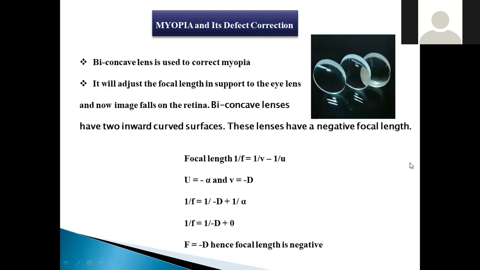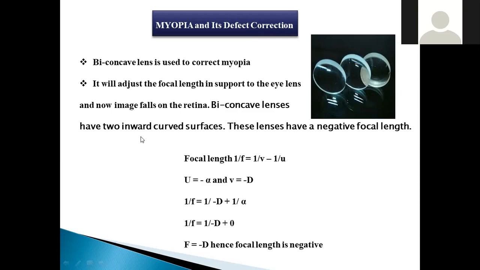Now, let us calculate the focal length for this one. In order to correct this myopia, the suitable lens will be biconcave. A biconcave lens can be used. It will adjust the focal length by using these lenses. These are mentioned in this figure, right? So now the image falls on the retina. So what is meant by a biconcave lens?